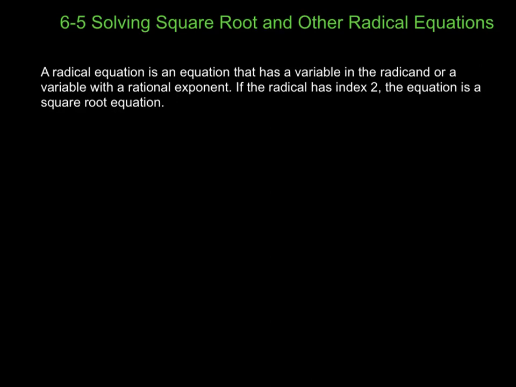Today we're going to work on solving square roots and other radical equations. A radical equation is an equation that has a variable in the radicand or a variable with a rational exponent. If the radical has index of 2, the equation is a square root equation. When solving any radical equation, you first want to isolate the radical, then eliminate the radical, and finally simplify.